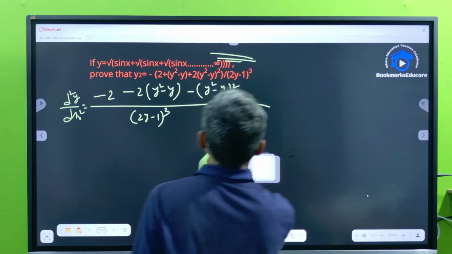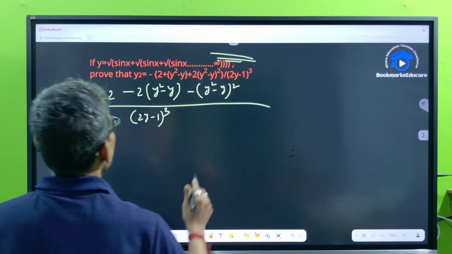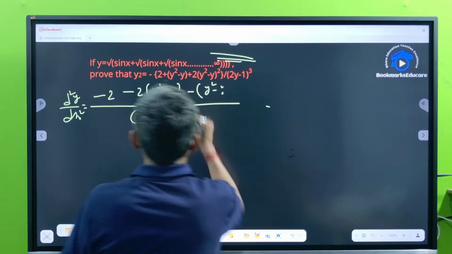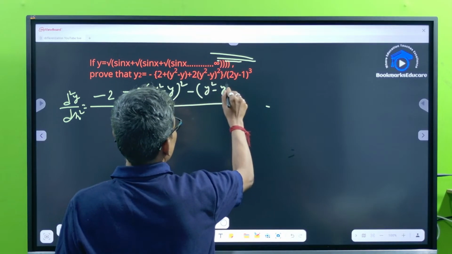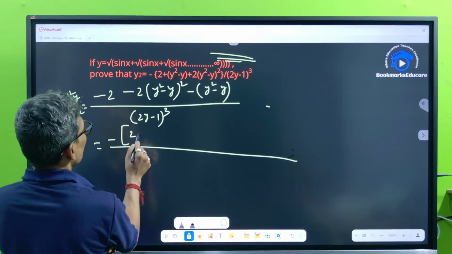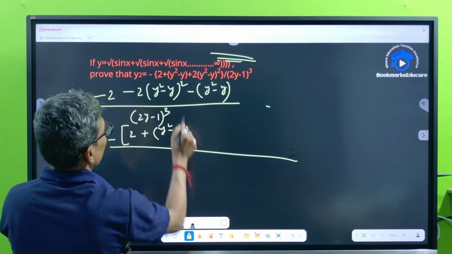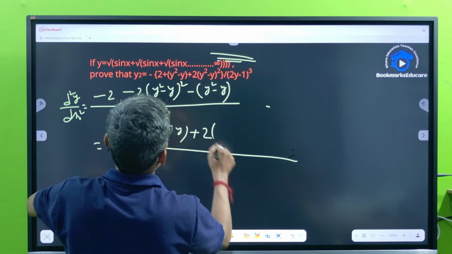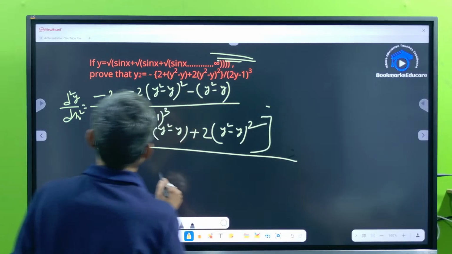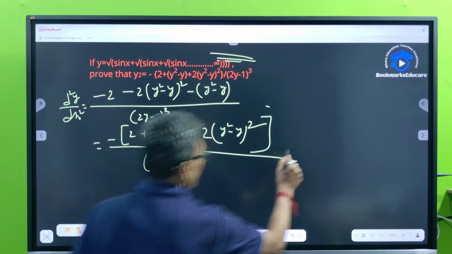माइनस common ले लेता हूं. सॉरी, यहां से वाला 2 square रह जाएगा, ये अलग रह जाएगा. सो माइनस common लेने से क्या हो जाएगा, 2 plus y square minus y plus 2 into y square minus y whole square. Okay, this is very tricky sum. Very simple but tricky. Okay, proved.